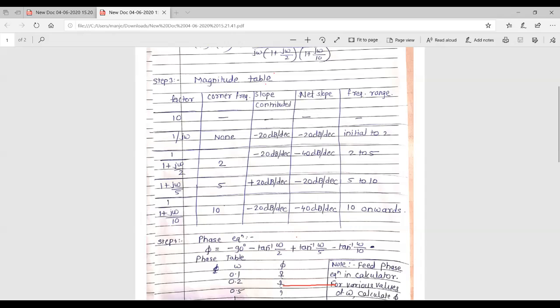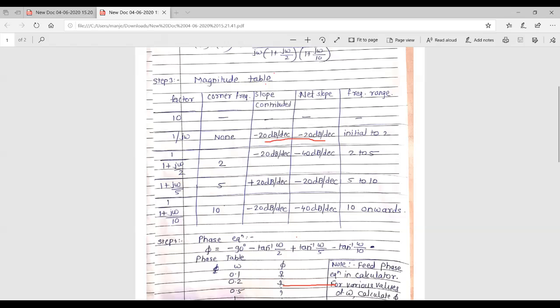1 by j omega, just now we have seen this factor is in the denominator. So slope contributed is minus 20 dB per decade. This also is in denominator, minus 20 dB per decade. This is in numerator, plus 20 dB per decade. Denominator, minus 20 dB per decade. Now the next column is nothing but net slope. So net slope is initially, this is not contributing to this. So from origin, slope contributed is minus 20 dB per decade, as you have reference here.